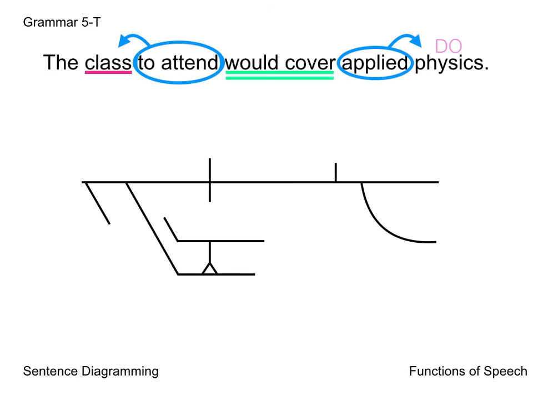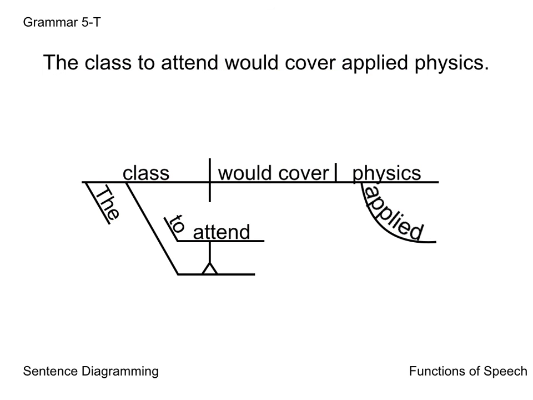So we have our subject and our verb phrase, and then our direct object. Once again, our main idea of this sentence, class would cover physics, and everything else is just giving us a little bit more information about each of the things. So the class to attend would cover applied physics, and that's how you would diagram that sentence.